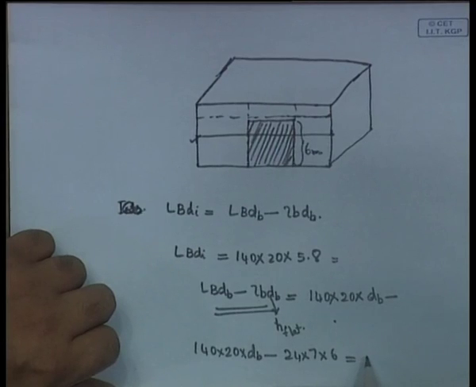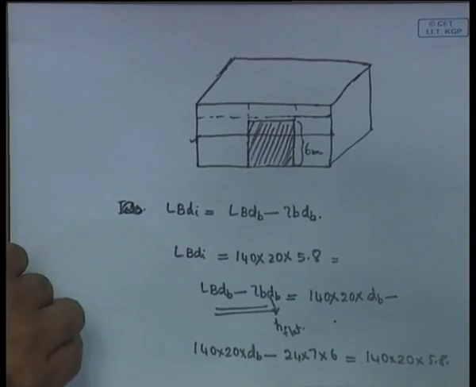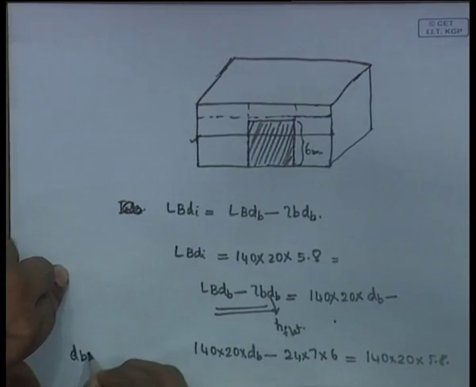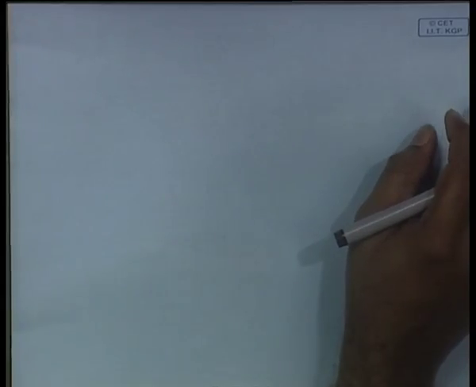So, this minus this becomes equal to the initial volume, which is 140 into 20 into 5.8. When you do this, you will get dB as equal to 6.16 meters. So, the height of the water line has gone above the height of the flat. That is the slight catch in this problem. So, you see that this is the height up to which the ship sinks, dB is the final draft, the bilged draft it is called.